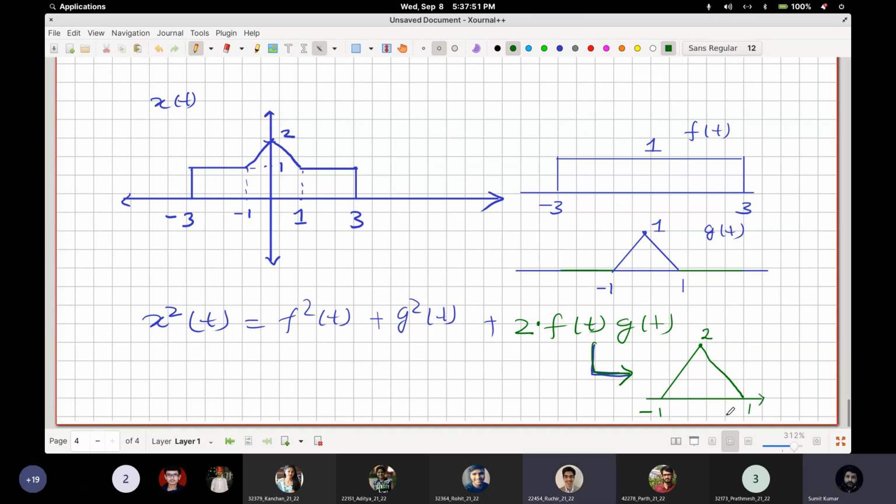Do we all agree on this or not? Yes, sir. Okay. Can you repeat this one? How I have come with the two FT, GT waveform like this, right?